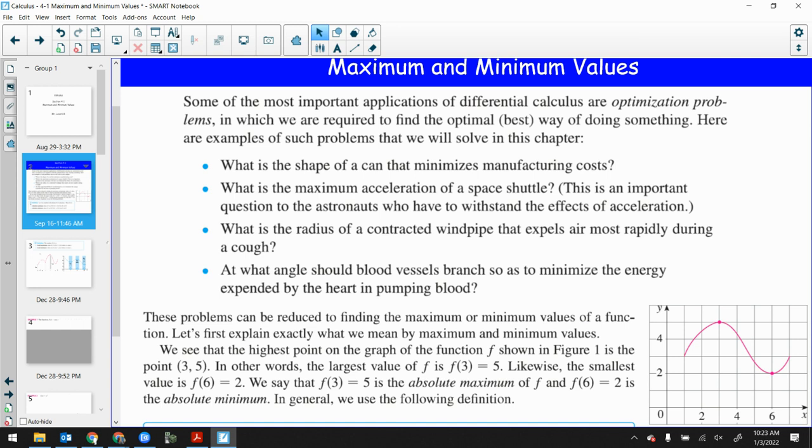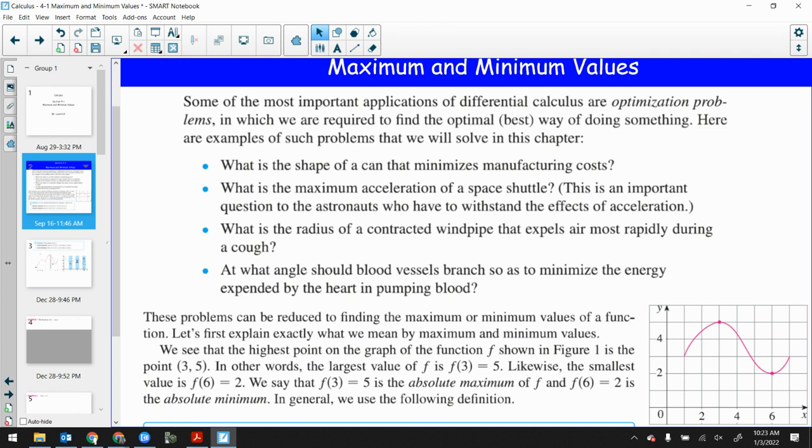Some of the most important applications of differential calculus are what are called optimization problems. Now, if you've got friends in AP Calc, they've already done this stuff. They've already done optimization, finding the maximum and minimum values of functions. They have to move a little bit quicker through these things because they have to be ready for their AP test, which is a little bit before the end of the year. Optimization problems are problems in which we are required to find the optimal or best way of doing something.